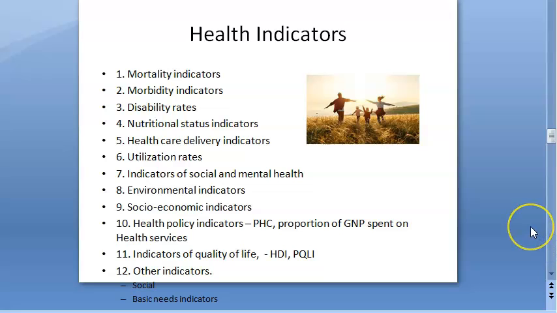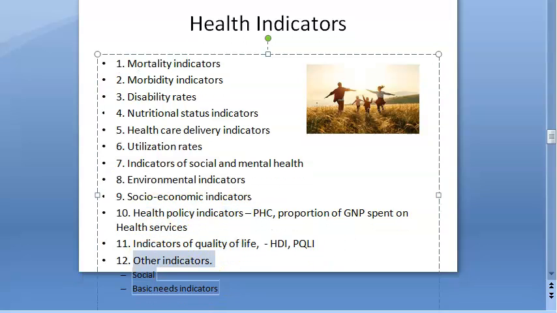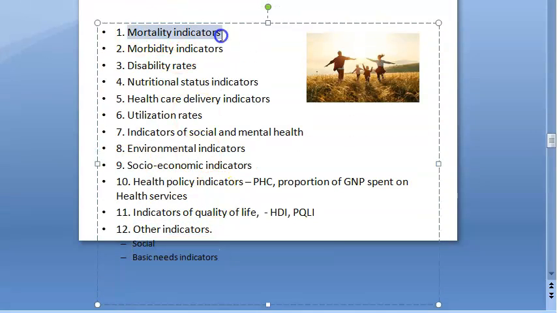Let's move on. Health itself is multidimensional, so you will have so many indicators. Health indicators, mainly you should write: mortality, morbidity, disability rates, nutritional status indicators, healthcare delivery indicators, utilization rates, social and mental health indicators, environmental indicators, socio-economic indicators, health policy indicators, indicators of quality of life, and other indicators.